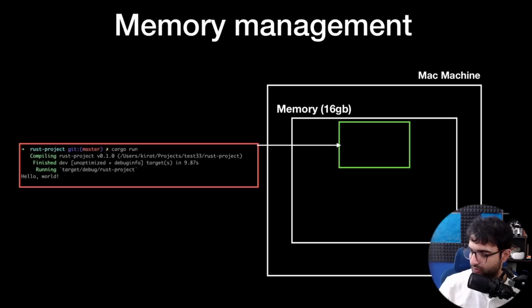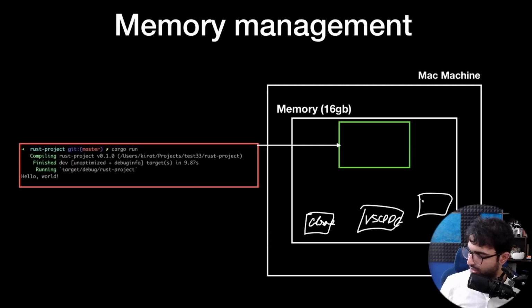For example, if on my machine I have Google Chrome running, then Google Chrome is taking some memory over here. If I have VS Code running, VS Code is taking some memory over here. If I have some Node.js program running, the Node.js program is taking some memory over here. When the program executes, the variables of that specific process are stored here in memory. That is what memory management generally means.